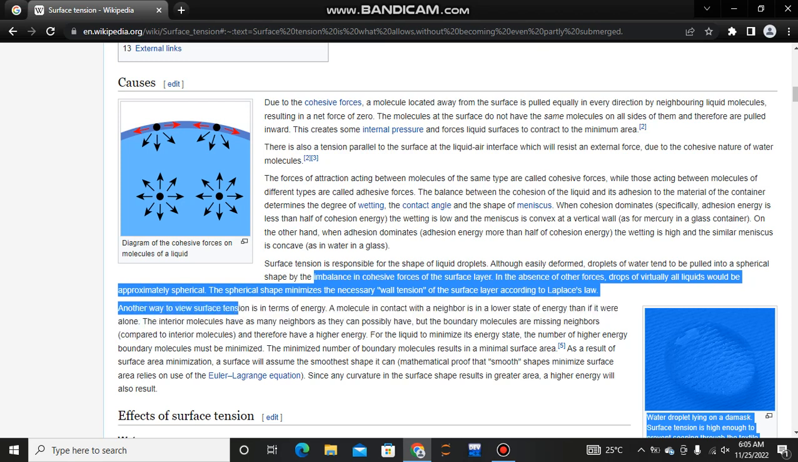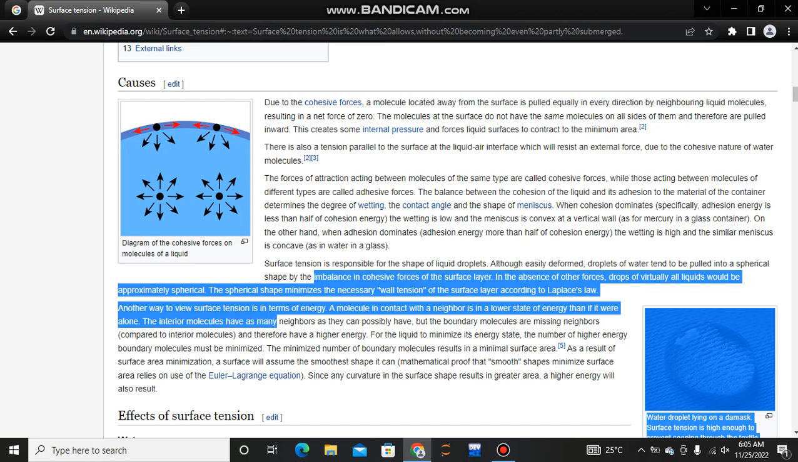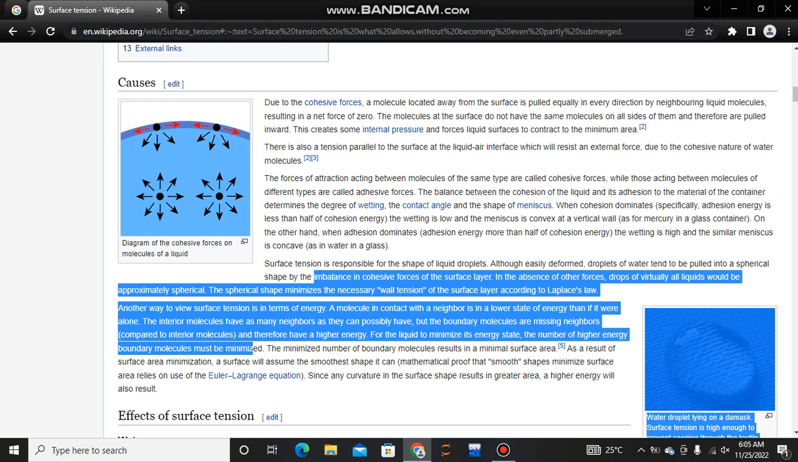Another way to view surface tension is in terms of energy. A molecule in contact with a neighbor is in a lower state of energy than if it were alone. The interior molecules have as many neighbors as they can possibly have, but the boundary molecules are missing neighbors compared to the interior molecules, and therefore have a higher energy. For the liquid to minimize its energy state, the number of higher-energy boundary molecules must be minimized. The minimum number of boundary molecules results in the minimal surface area.